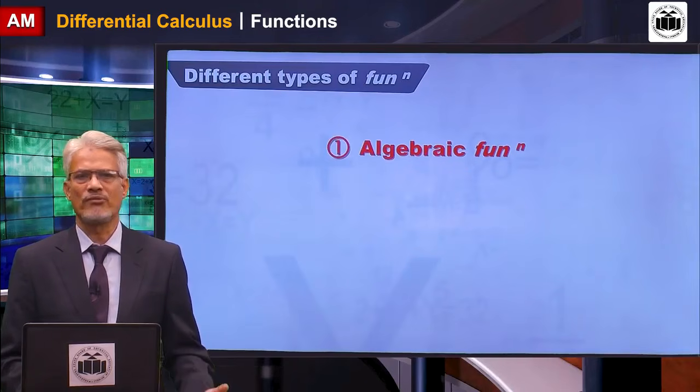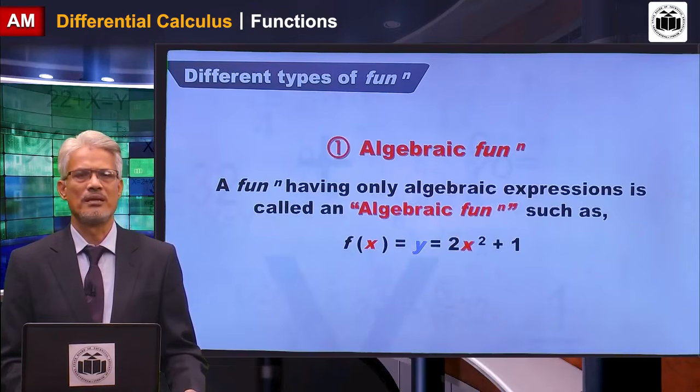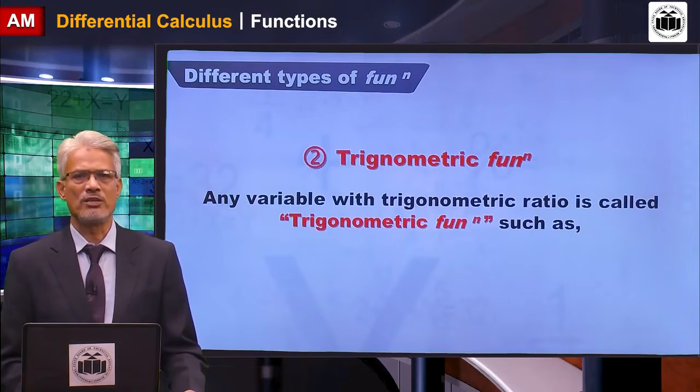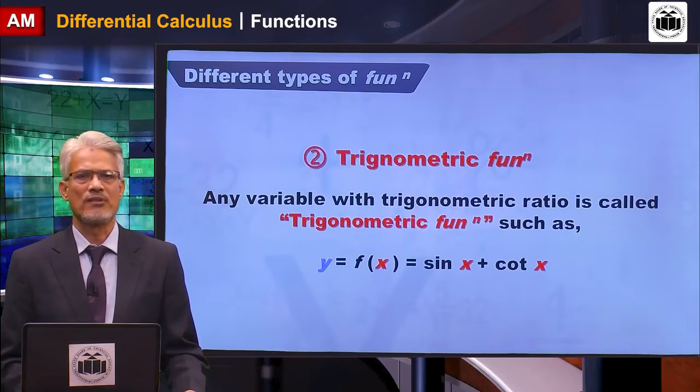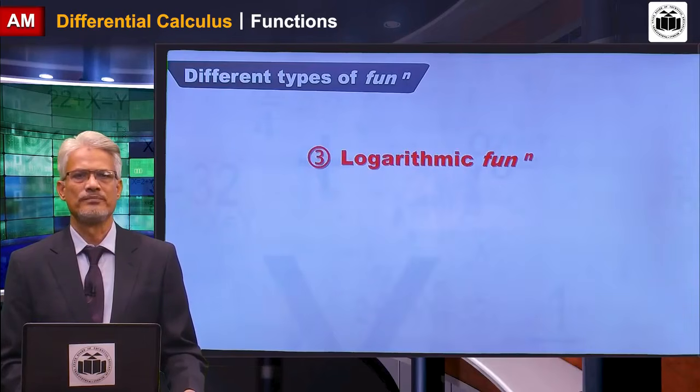Now, different types of function. First one is algebraic function. Any function having only algebraic expression is called algebraic function, such as f(x) = y = 2x² + 1. Trigonometric function. Any variable with trigonometric ratio is called trigonometric function, such as y = f(x) = sin x + cot x, y = f(x) = √(sin²x + tan x).